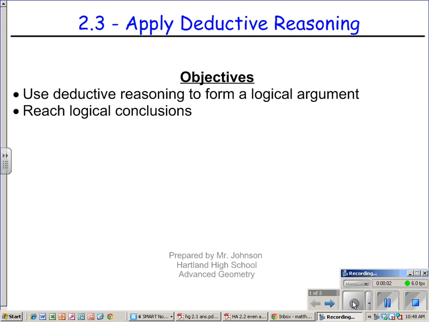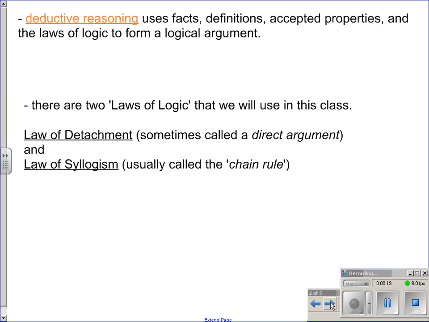Hello everybody. These are the notes for section 2.3, applying deductive reasoning. Basically, we're talking about arguments. If you have this, then you're going to have this, and then what can you draw from that as another conclusion? So, the idea of deductive reasoning.